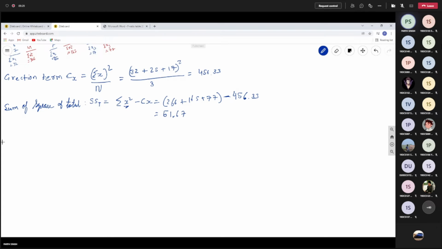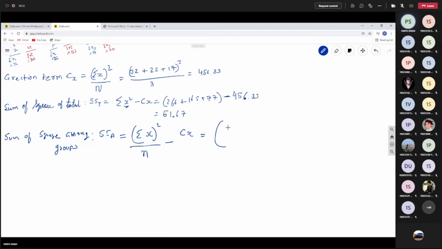So the next term is called the sum of squares among groups, and the representation symbol is SSA, which is nothing but the summation of x whole square divided by n, minus C of x, that is the correction term, right? Minus C of x, that is the correction term.